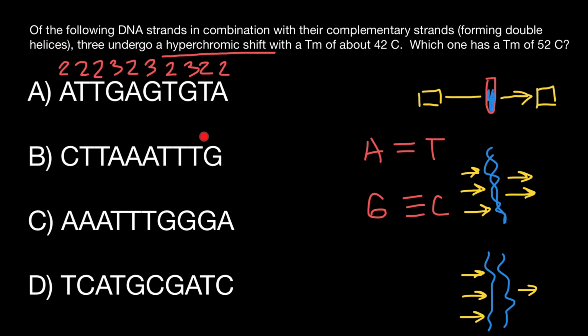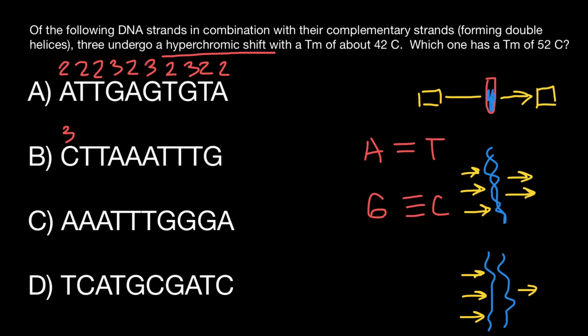Now let's find how many hydrogen bonds the second oligonucleotide has. Of course, the more hydrogen bonds between two strands of DNA, the stronger the attraction between the molecules, the more energy we need to separate the two strands, and the higher the melting temperature is going to be. So again, let's count.